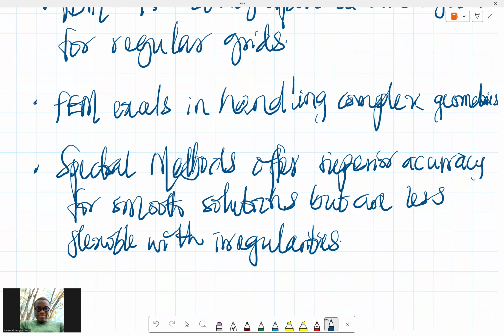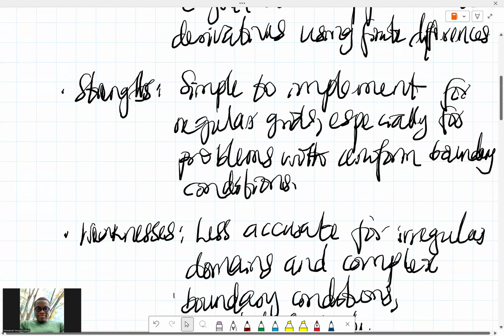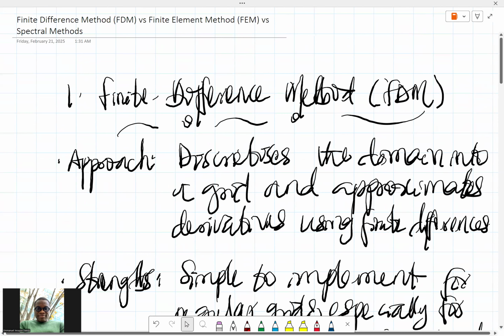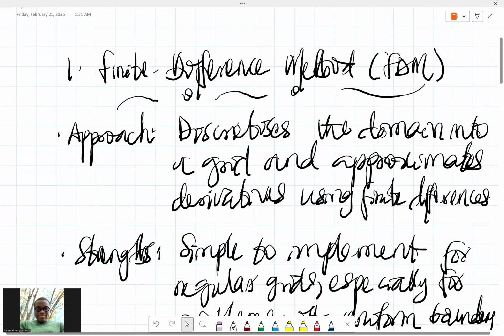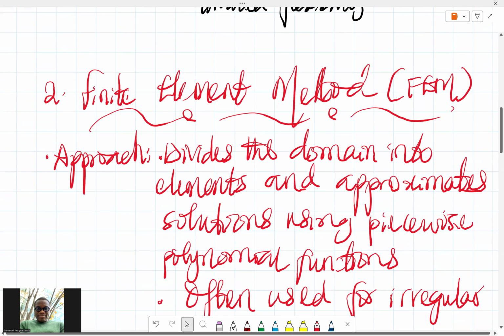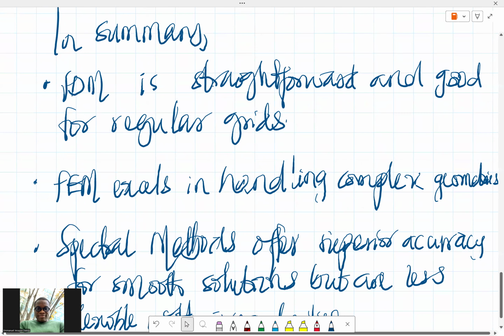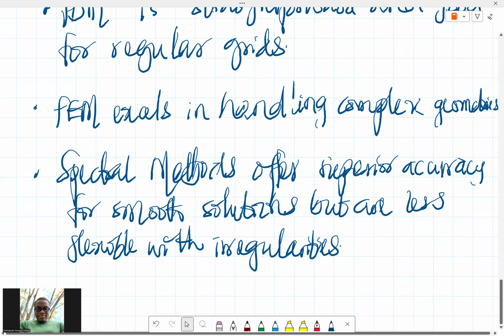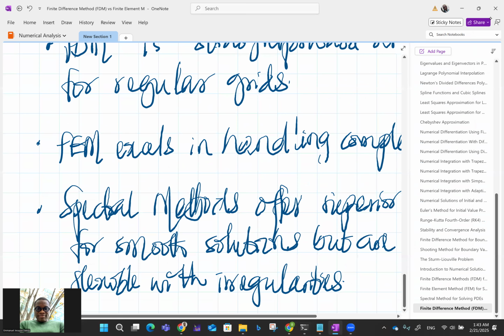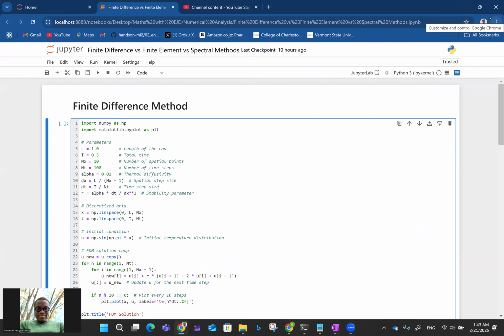Okay, so that goes. To round off this comparison between finite difference methods, finite element method, and spectral methods, let's revisit the one-dimensional heat equation and see how each of these methods implements it.